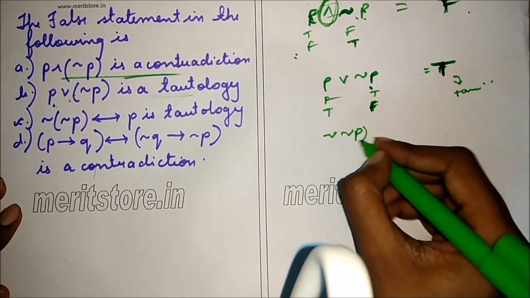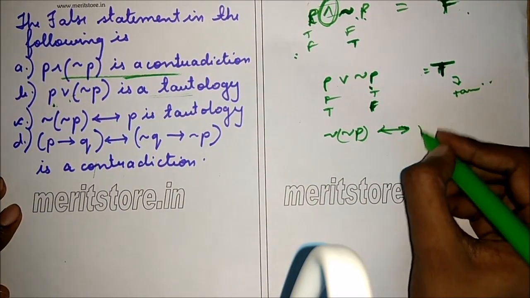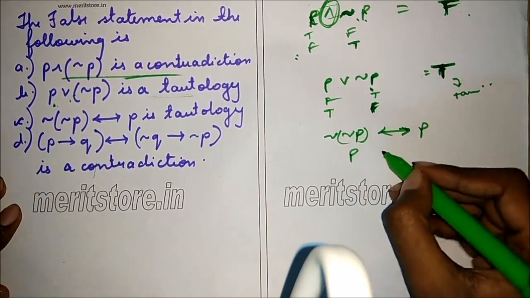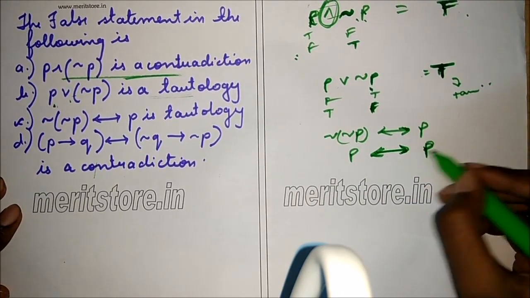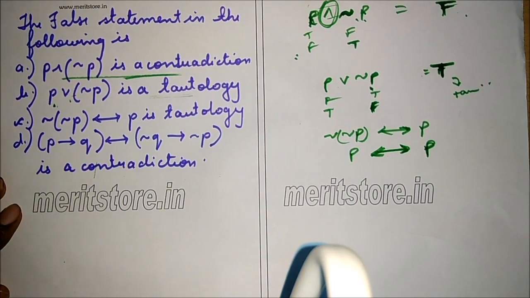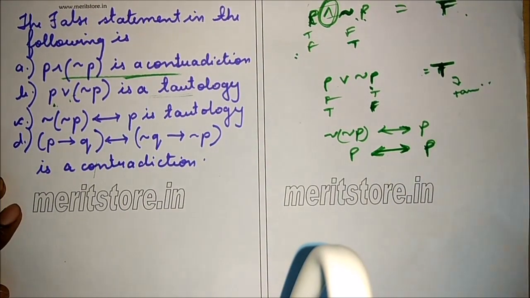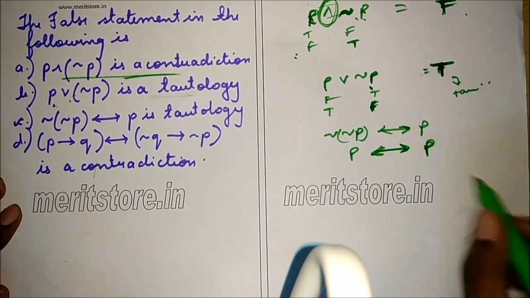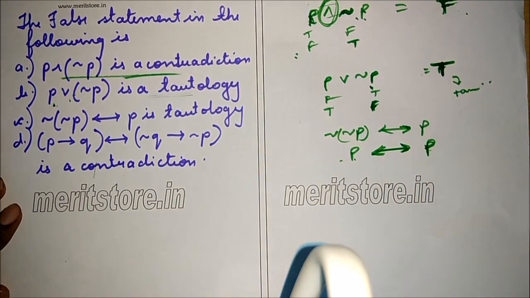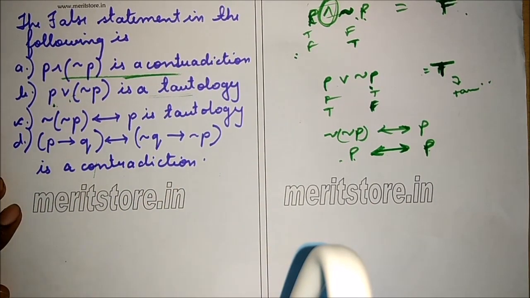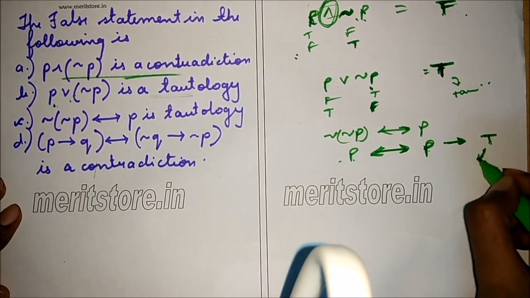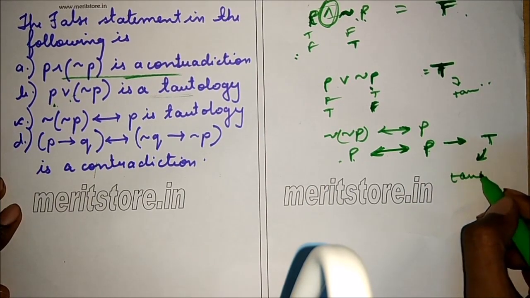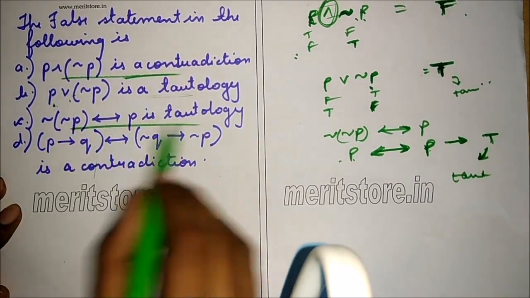So this is true. Let's check the third statement. Negation of negation P, double implication P. Now negation of negation P is P, biconditional statement, that is double implication P. The condition for a biconditional statement is, if both the statements are true, then it is true. So here P and P are the same thing. So both the statements are the same. So the answer will always be true. Since the answer will always be true, it is a tautology. So C is also true.